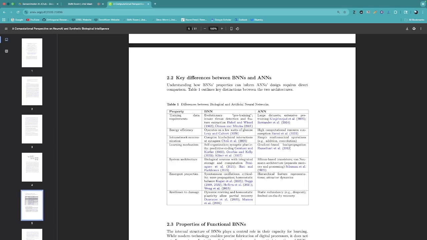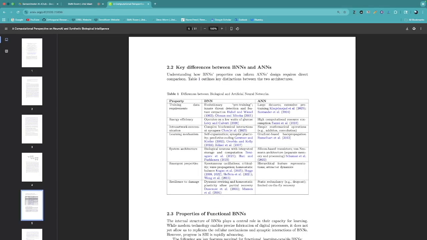The second property is energy efficiency. Biological neural networks operate on a few watts of glucose, and artificial neural networks have high computational resource consumption. So this is where we have our huge data centers that require a lot of energy versus a human brain that requires basically food and water. And that's enough energy to produce what the brain does.